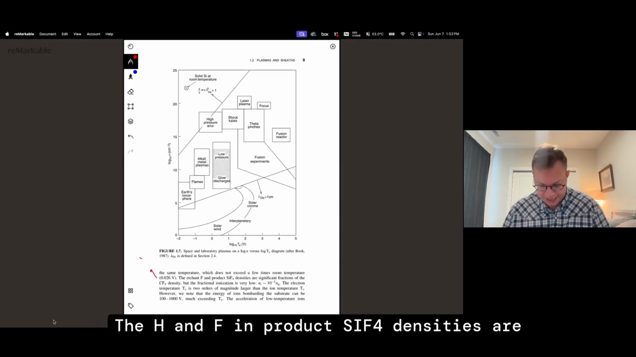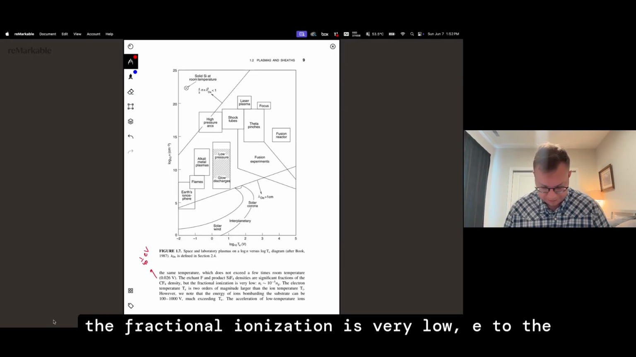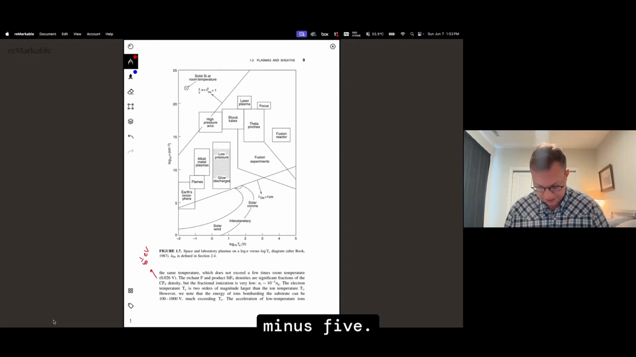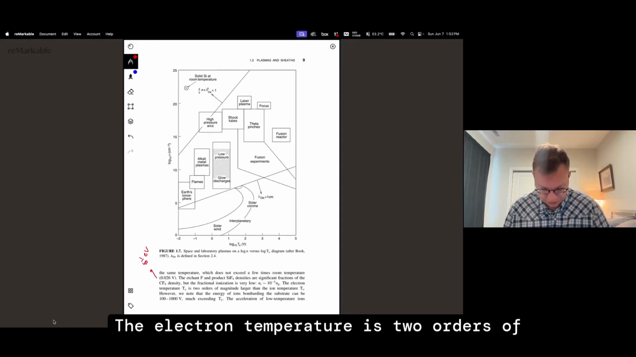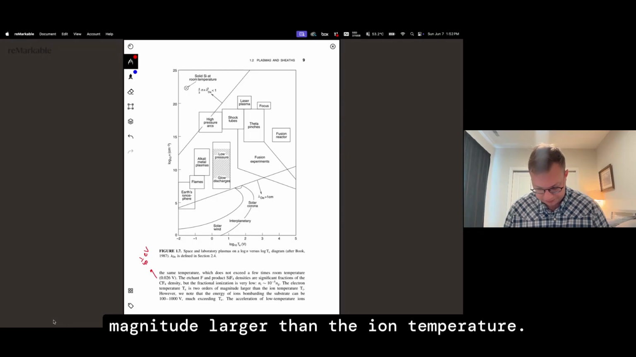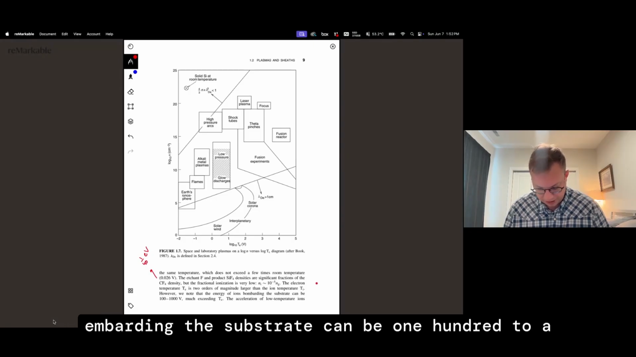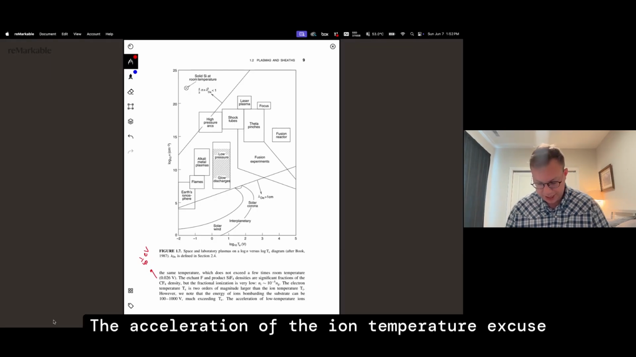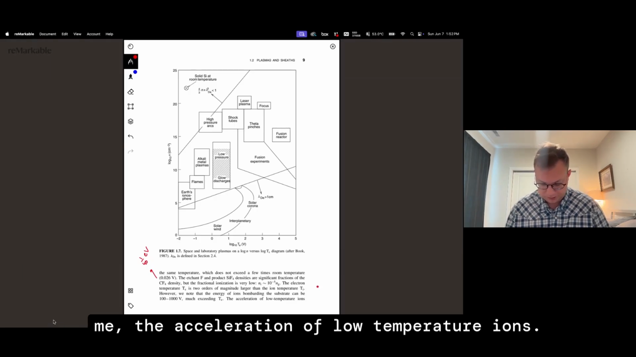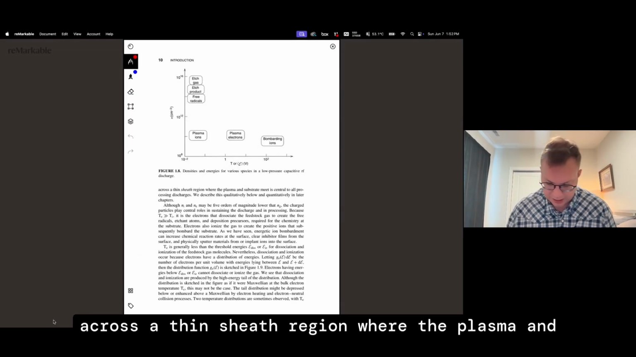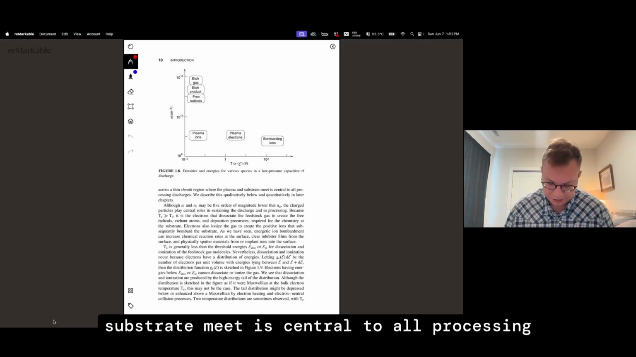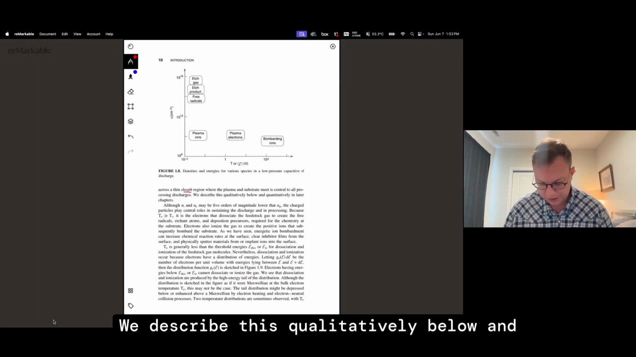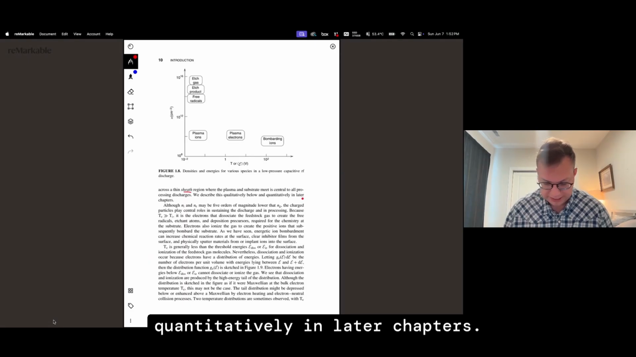Okay. The etchant F and product SiF4 densities are significant fractions of the CF4 density, but the fractional ionization is very low, e to the -5. The electron temperature is 2 orders of magnitude larger than the ion temperature. However, we note that the energy of the ions bombarding the substrate can be 100 to 1,000 volts, much exceeding T_e. The acceleration of the low temperature ions across a thin sheath region where the plasma and substrate meet is central to all processing discharges. We describe this qualitatively below and quantitatively in later chapters.